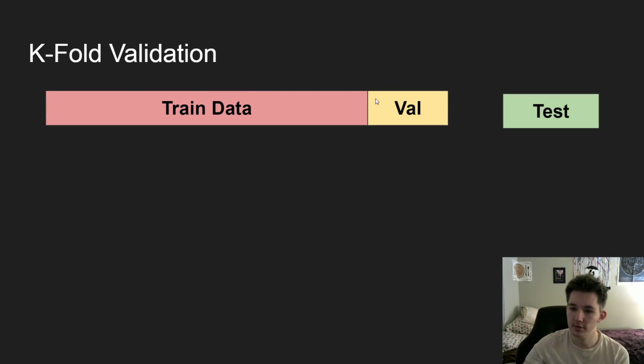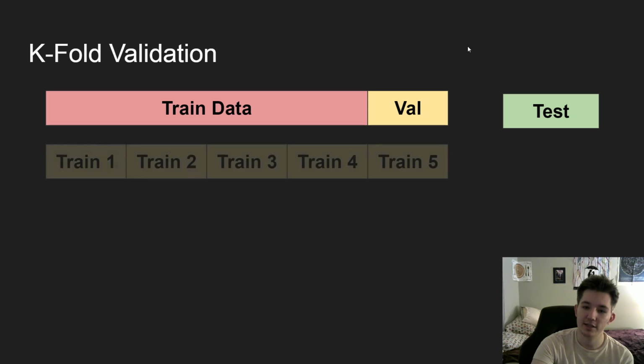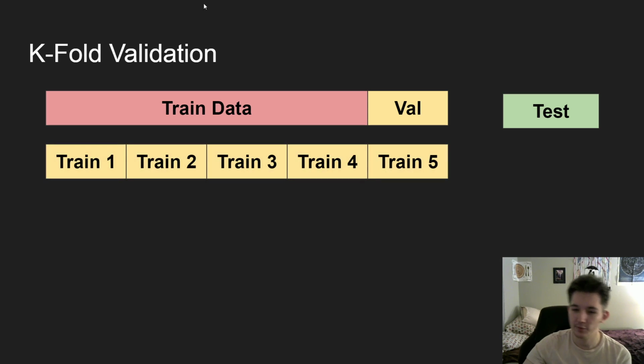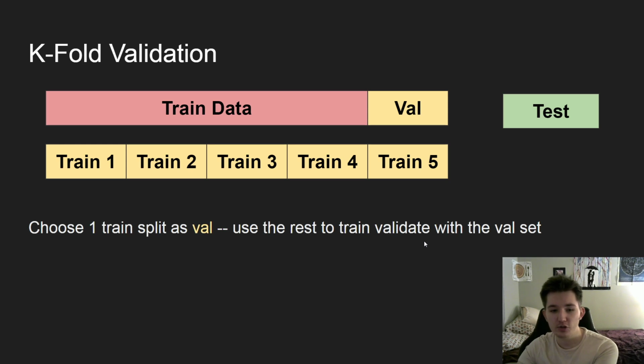This is how we take a simple validation from our training set and use that as our validation. What we're going to do instead is separate our training data into a bunch of different segments, different training splits. We choose one of these training splits as our validation data, and then use the rest of them to train.